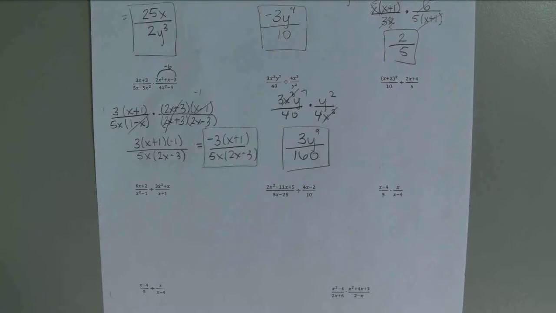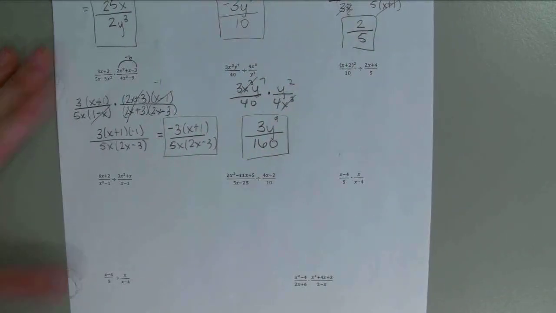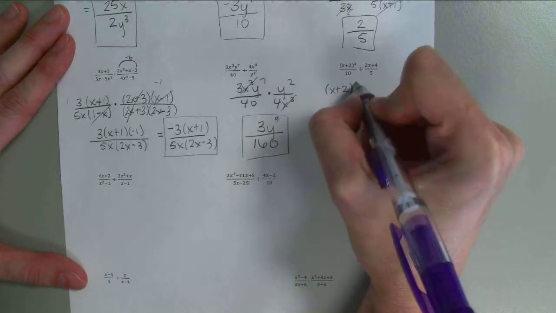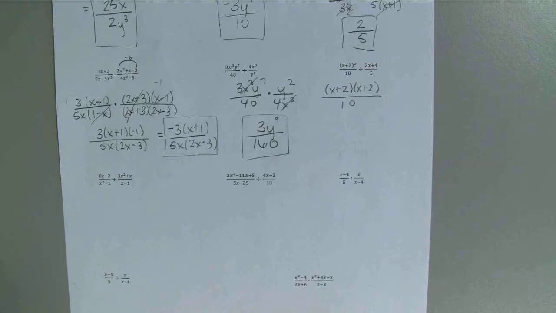All right, over here, I'm going to do the same thing. As I rewrite it, I'm going to kind of factor it. So do you remember what it means when you have a quantity squared? It means that times itself, okay? So technically, this factors to x plus 2 times x plus 2 all over 10. Is that okay? X plus 2 squared is just it times itself.